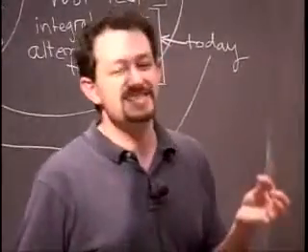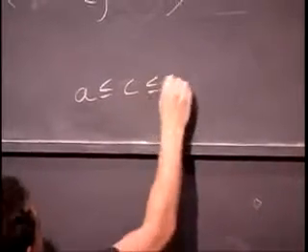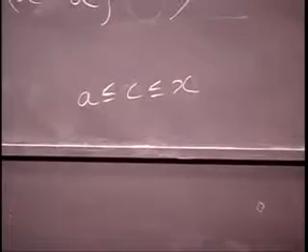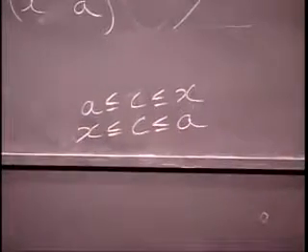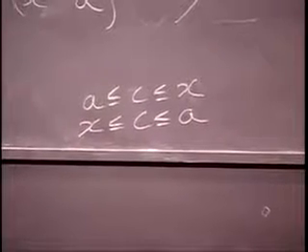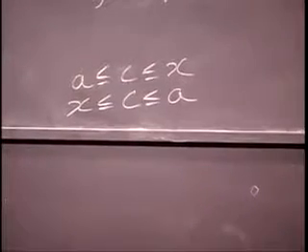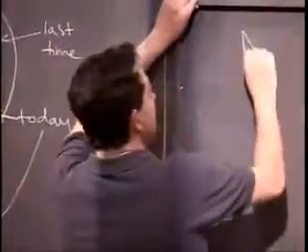First of all, why do I say c is between x and a? Why don't I just write a less than or equal to c less than or equal to x? Well, because sometimes x is to the left of a. So in that case, I'd have to write this. So whichever one of them makes sense depending on a and x is true. So I just write c is between a and x. That's all that means.